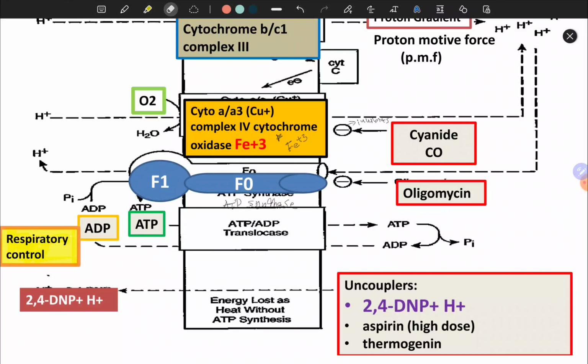The energy that would be used to make ATP, if ATP is not generated, 100% of the energy will be liberated as heat, so the patient is likely to get hyperthermia, an elevation of the body temperature. If 2,4-dinitrophenol bypasses the F0F1 compartment, 100% of the energy associated with the proton will be liberated as heat, so the patient will die from hyperthermia, okay?